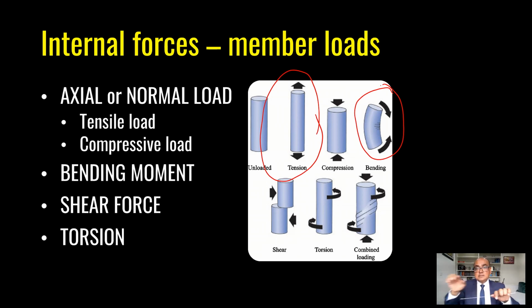And shear is simply slicing two elements. This can be demonstrated here. Torsion is when you are applying moment along the longitudinal axis. So if this is the structure and I'm trying to twist it here, that will induce torsion. Now here is a member under combined loading. Torsion is being applied and compressive load is being applied as well.